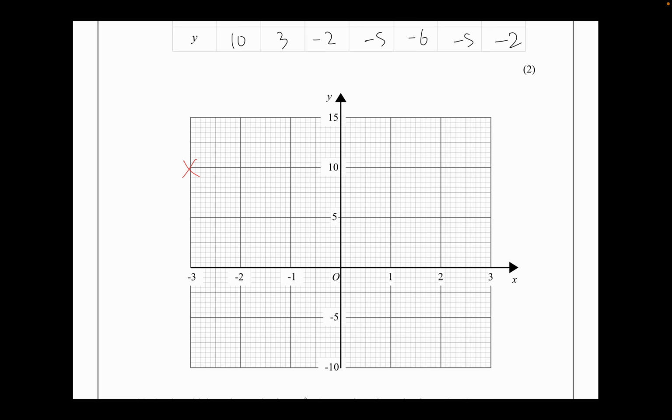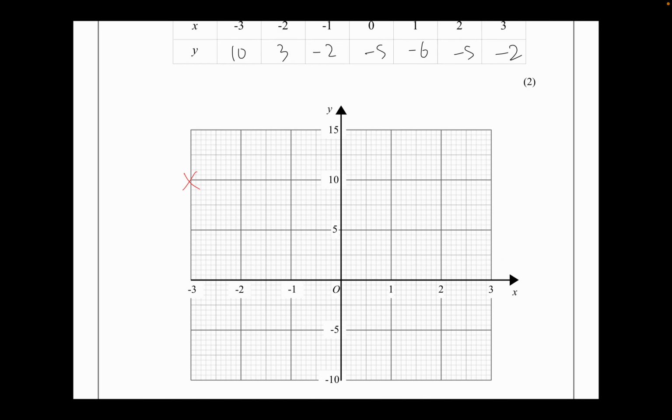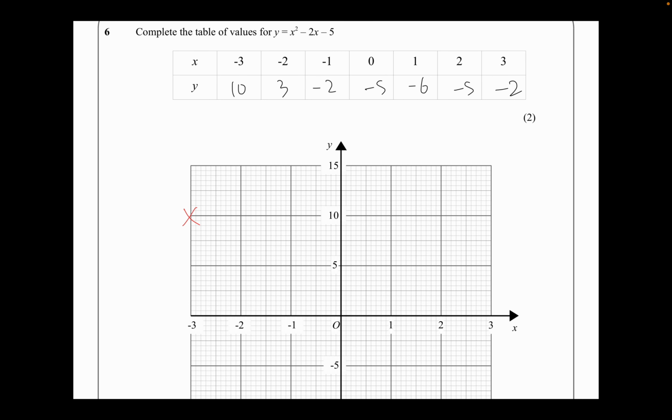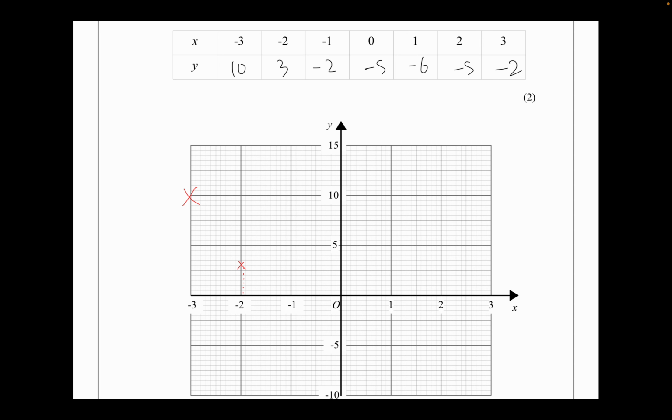Roughly, if you look on the graph, it's 6 squares above. So just trying to draw this accurately. 1, 2, 3, 4, 5, 6. So it's somewhere here. -1, 2. It's going to be roughly 4 squares.